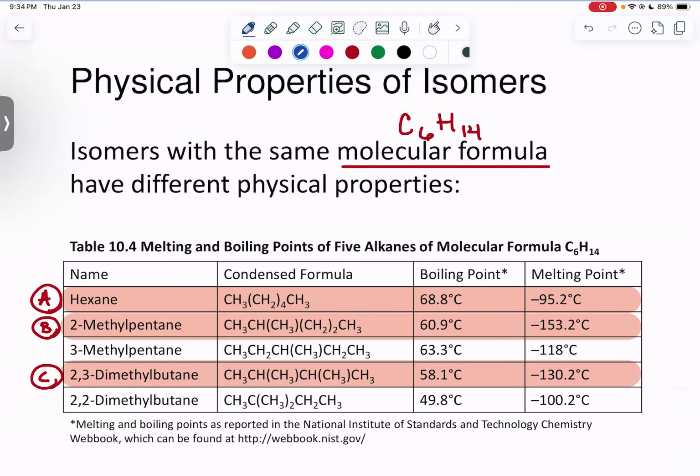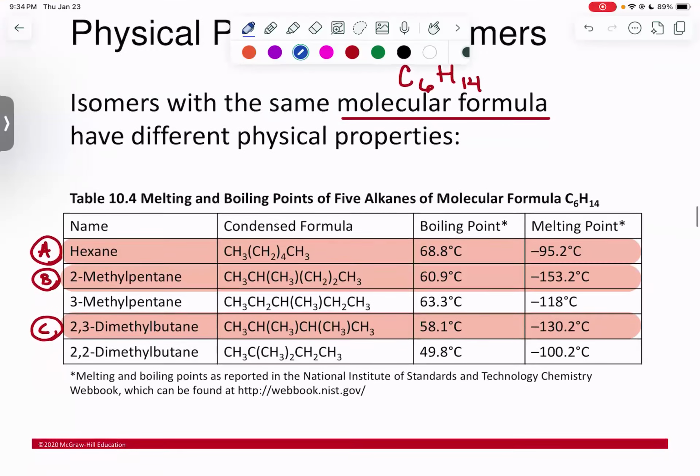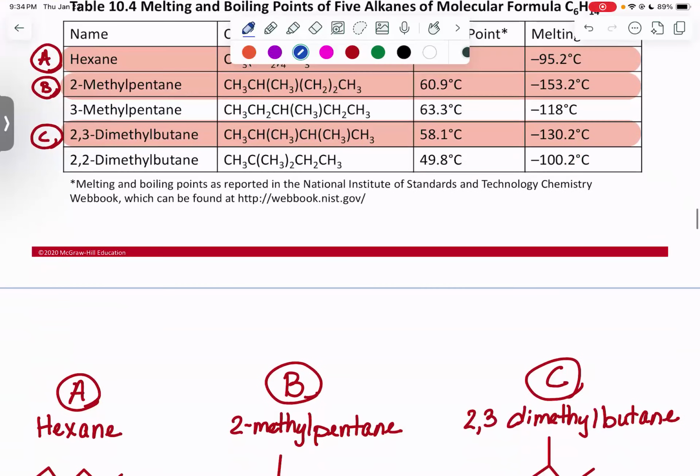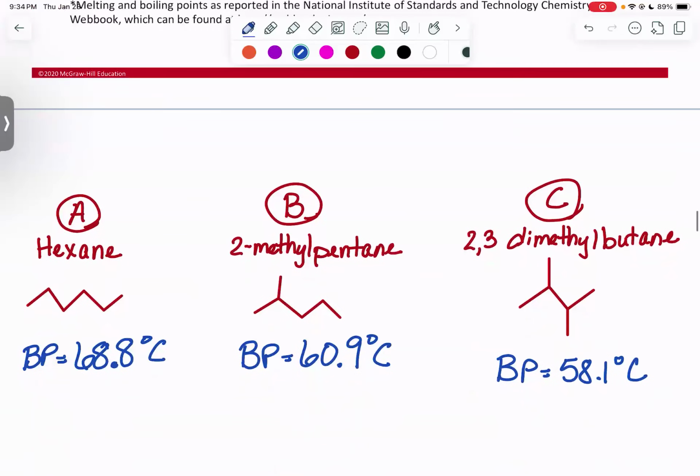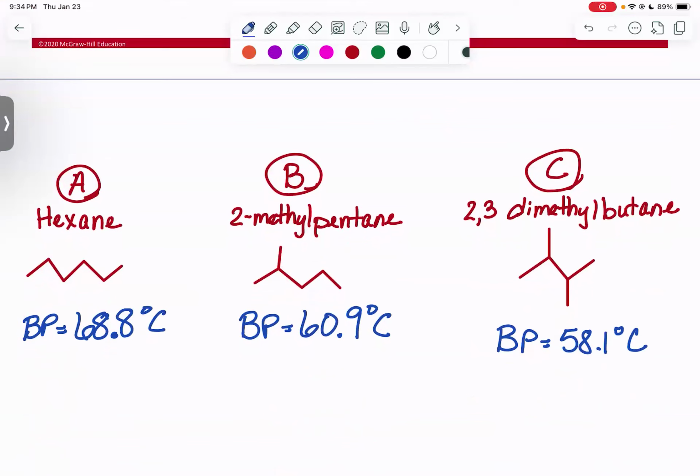But does that really affect their properties? So let's look at 3 different isomers of hexane. We're going to look at hexane, 2-methylpentane, and 2,3-dimethylbutane. There's just so much going on in this figure. I just kind of want to narrow it down. So what I did is I just took these 3, and you can pause this video at any time. I took the information from the table and I drew them.